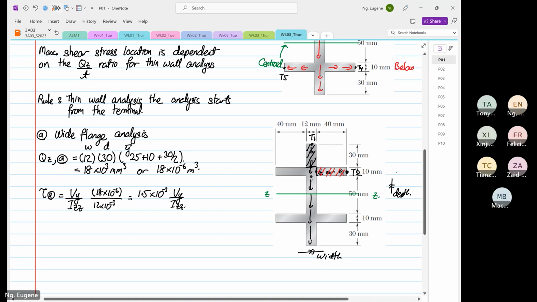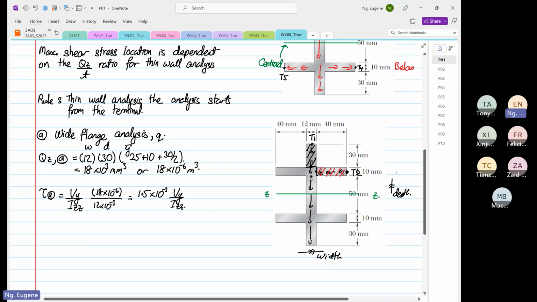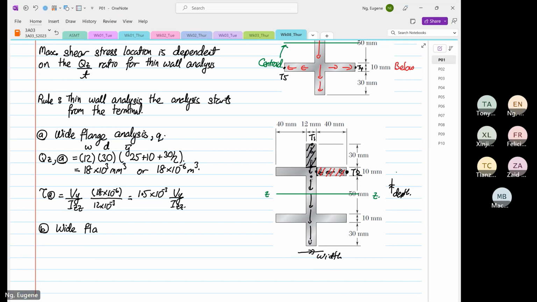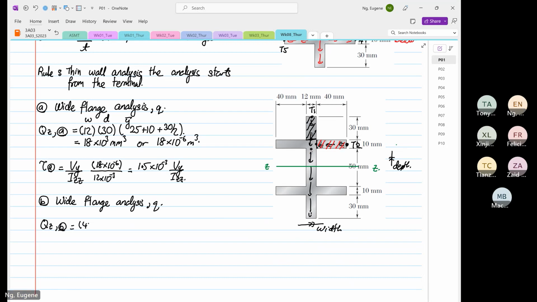For point B, okay, so again, point B, I usually put Q over here. So point B is also a wide flange analysis. And we just use Q. And then Qz at point B will be, so now the width is equal to what? The width is 40. The depth is 10, right? And then the Y bar is 25 plus by 10 divided by 2.